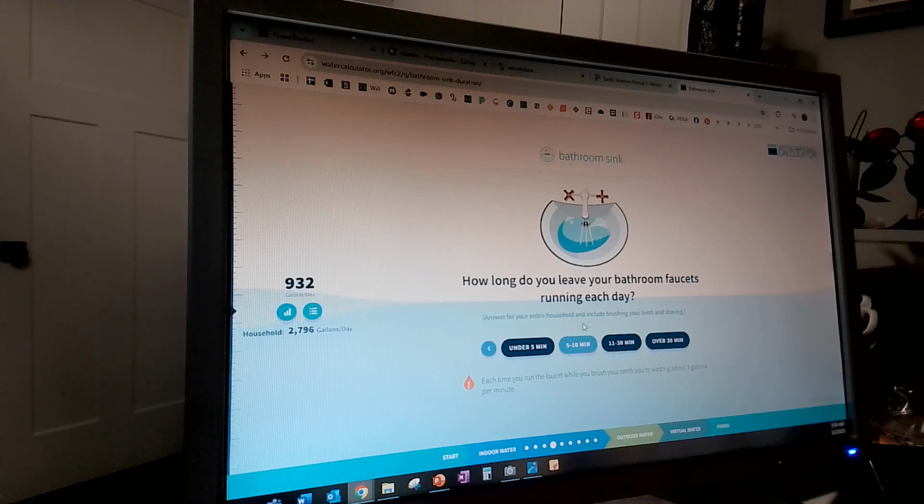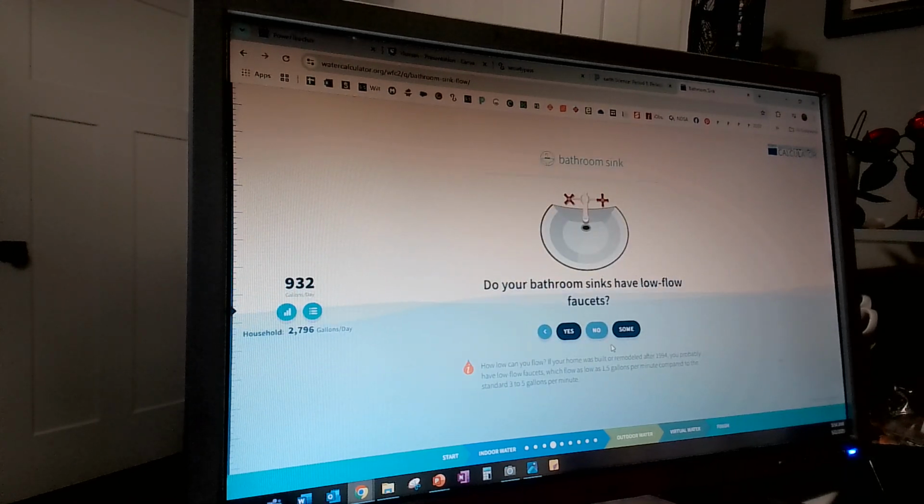I second guess myself. Does your bathroom sink have a low flow faucet? Again, if you have a fixture that is newish, within the last 10 years, you probably do. If you have no idea, just hit no. The worst is that it gives you a larger number in the end, and you just know, hey, I have something to work on.